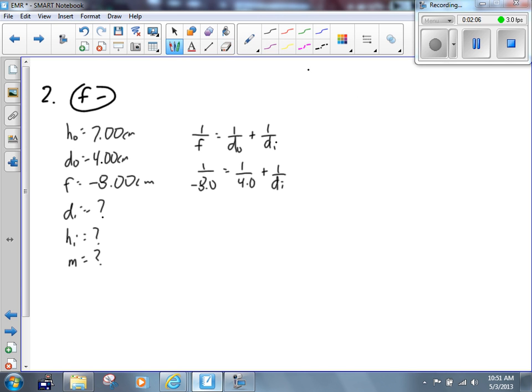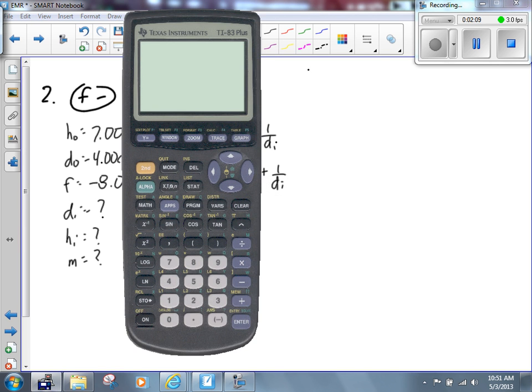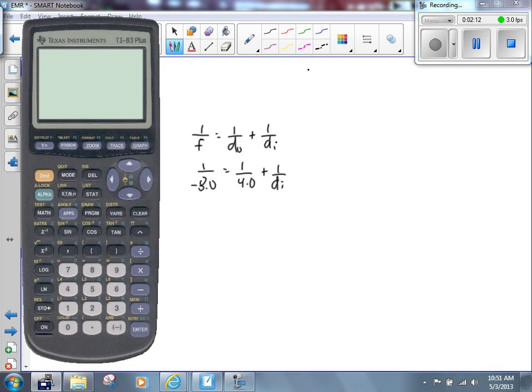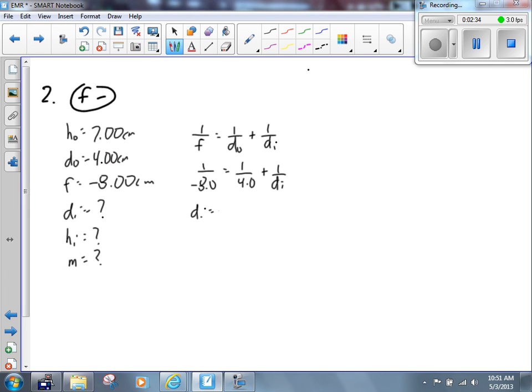Now, the simplest way to do this is with that little trick that I taught you on our calculators. Let's say negative 8, x to the minus 1, subtract 4, x to the minus 1, gives me negative 0.375. But I want to flip that over because that's not di, that's 1 over di. So let's flip that over. We get a di of negative 2.666. We're going to write down the unrounded number there because we may need that number later on in another calculation. So di is done.